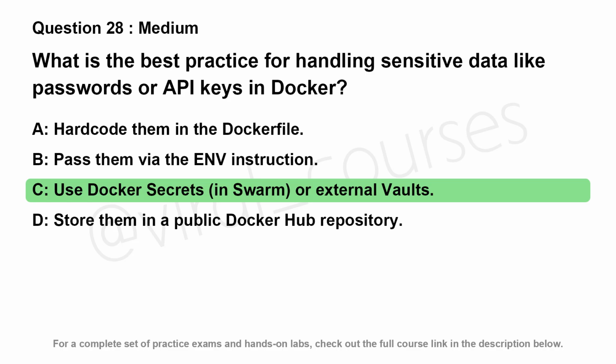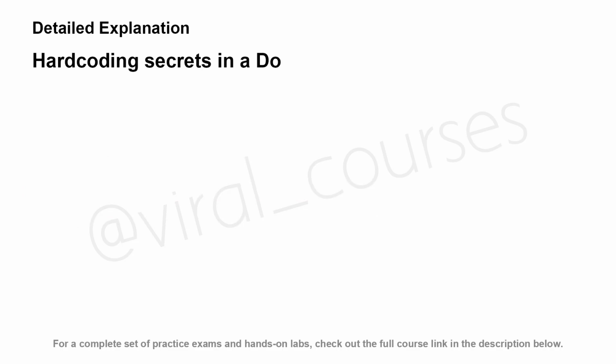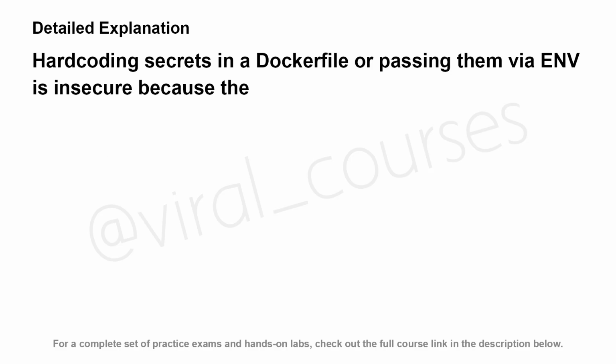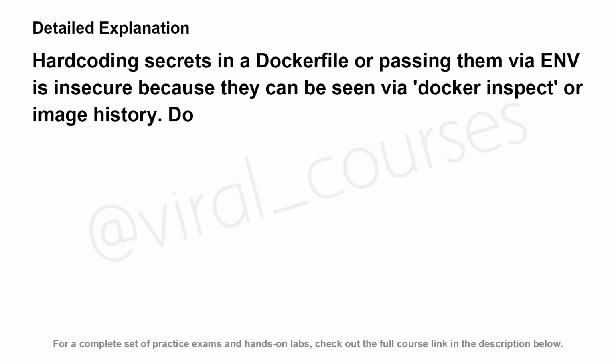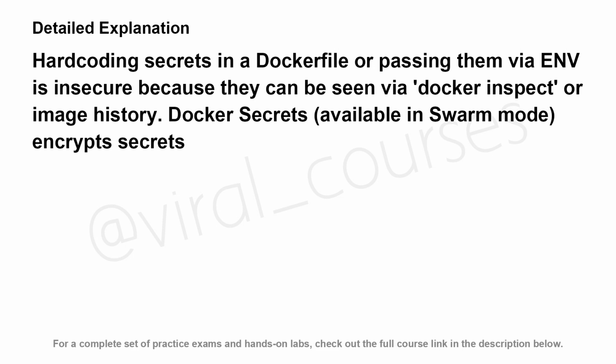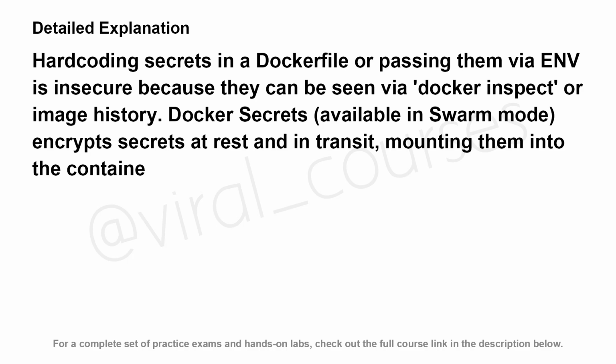The correct answer is C. Hardcoding secrets in a Dockerfile or passing them via ENV is insecure because they can be seen via docker inspect or image history. Docker secrets, available in Swarm mode, encrypt secrets at rest and in transit, mounting them into the container's memory-only file system.